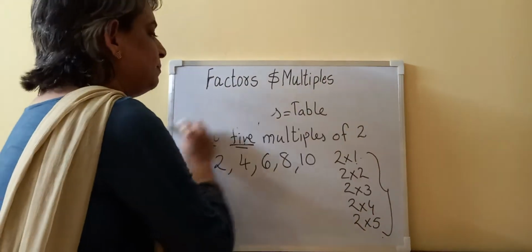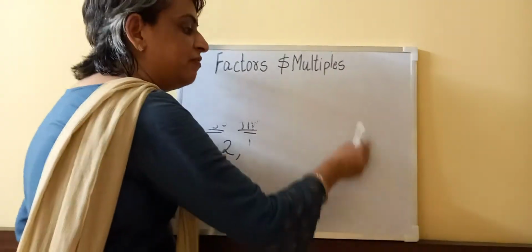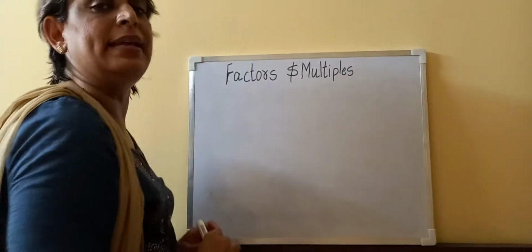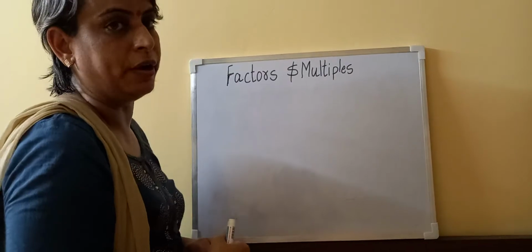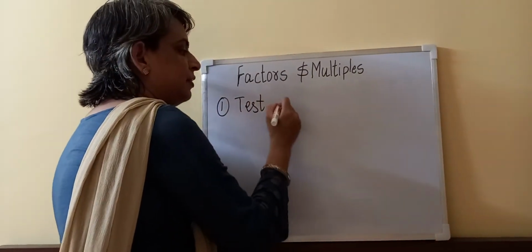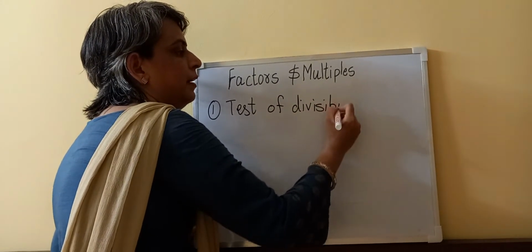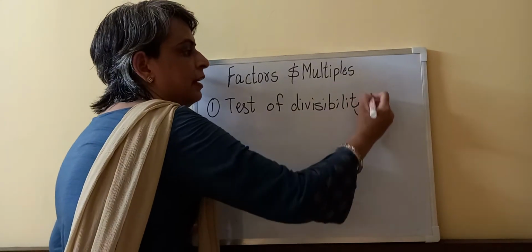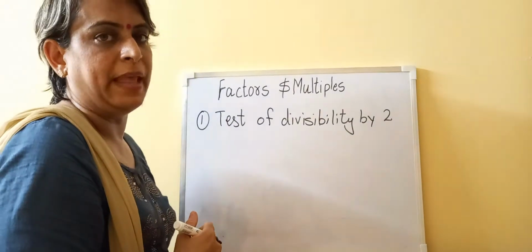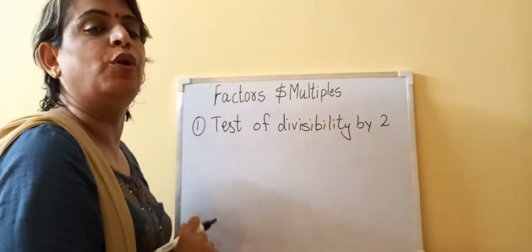Now I will explain to you the divisibility rule. By this rule you will find it easy to check whether the given number is divisible by that number or not. So the first one is the test of divisibility by 2. If I give you any number and ask whether the number is divisible by 2 or not, then what are you going to do?